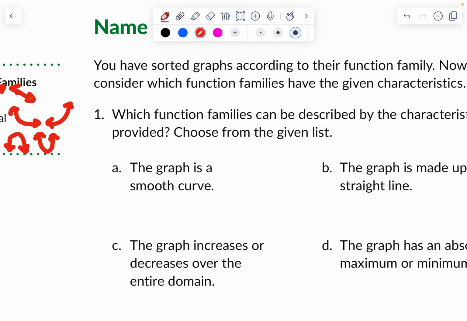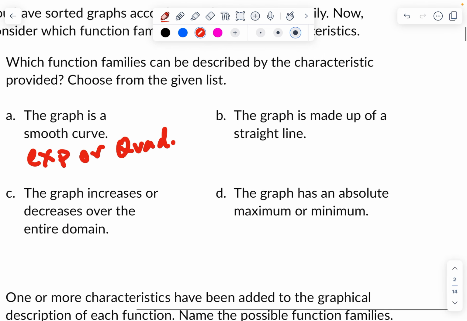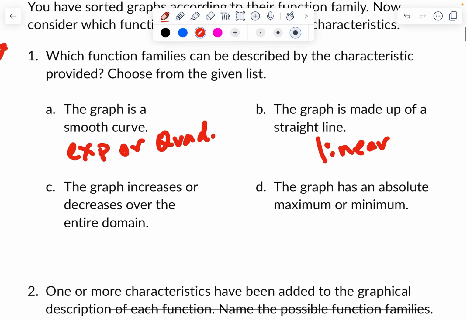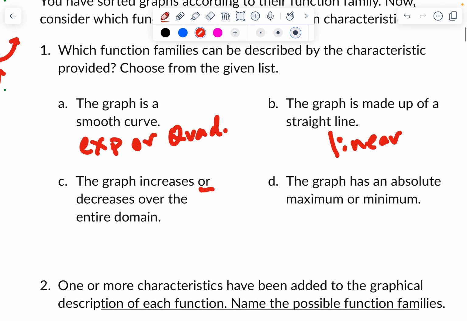If it's got a smooth curve, that could either be exponential or quadratic, okay? The graph is made up of a straight line. That has to be linear, okay? The graph increases or decreases over the entire thing. So this is saying it either does one or the other. That has to be an exponential, or it can be linear.